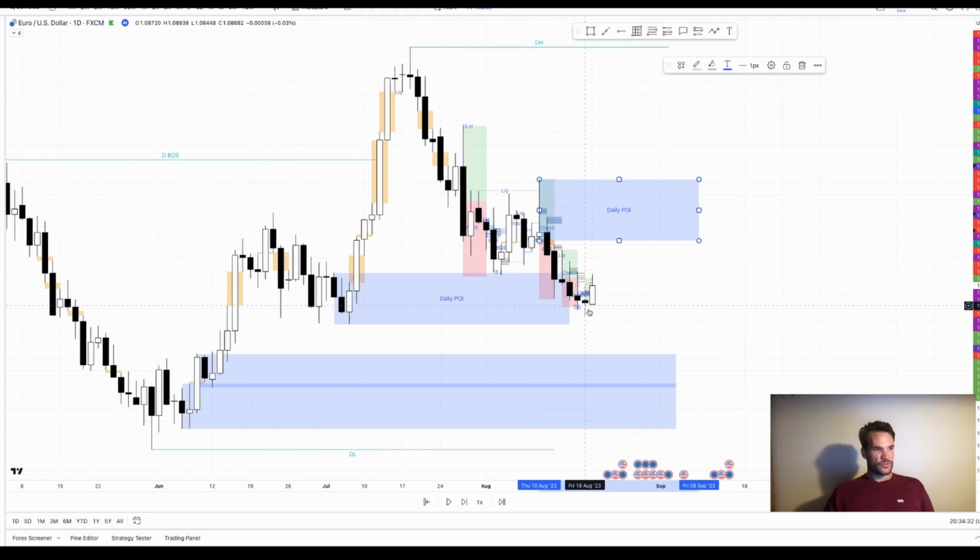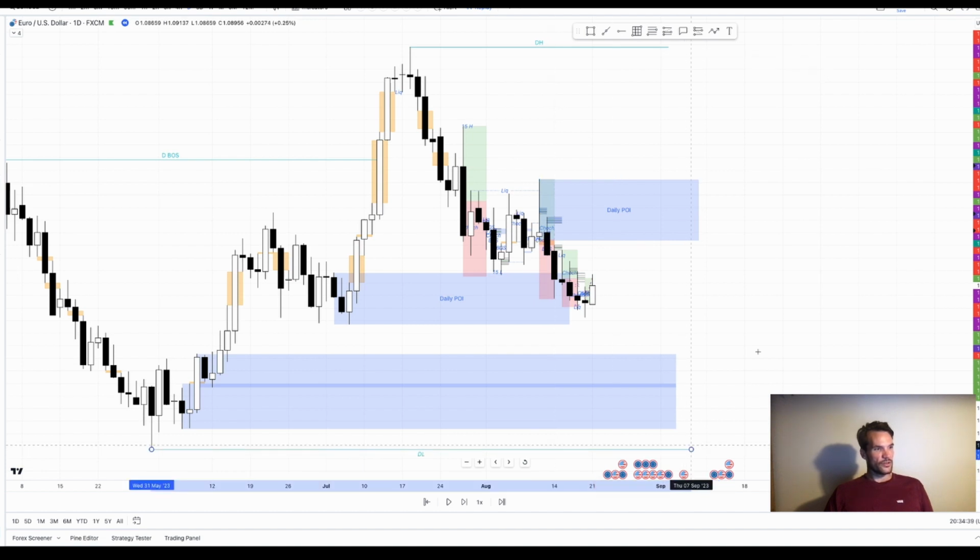Otherwise, we're looking for strength out of here, looking for weakness out of here. Not really that much more on the daily to show. So we're in a daily uptrend, so we're expecting some bounce at some point, but this is a pretty bearish push down. So let's see what we get this week. Let me just jump on the 4-hour.